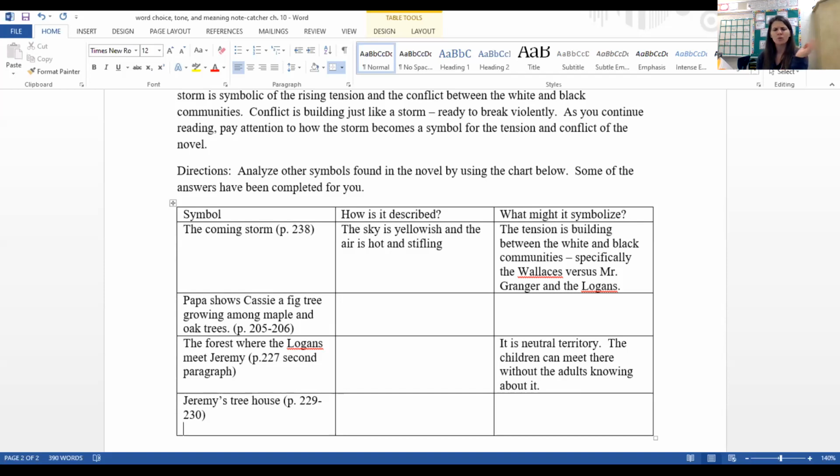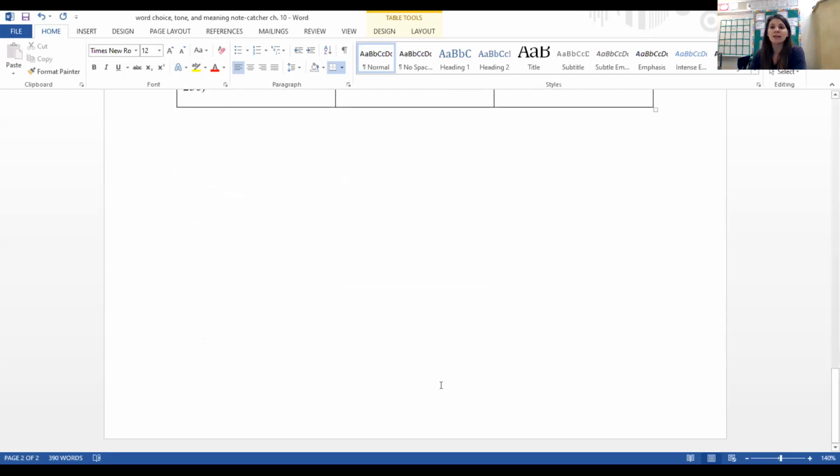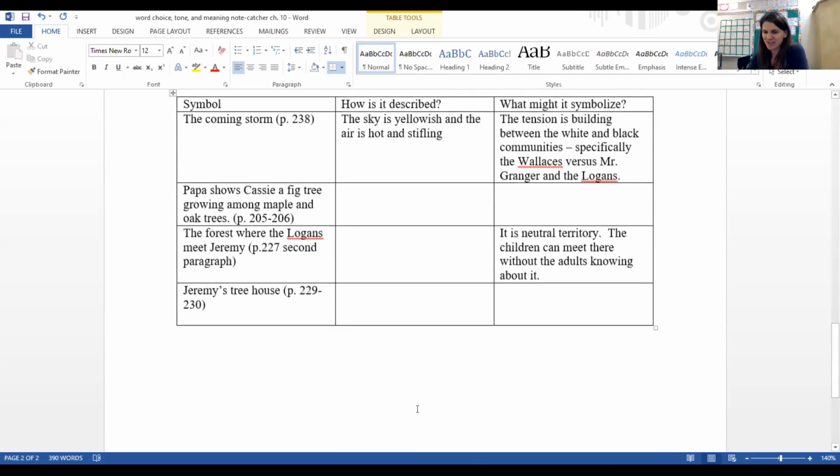And what in the world could that tree house represent? That's up to you to come up with, okay? Excuse me, make sure you have complete sentences there. I believe that that is it for this worksheet.